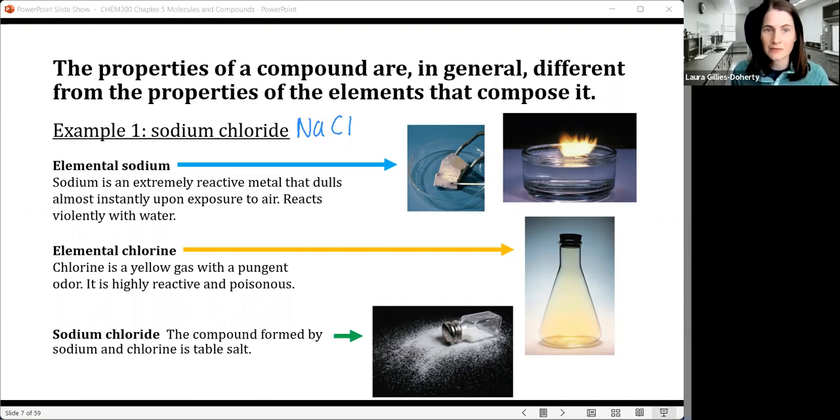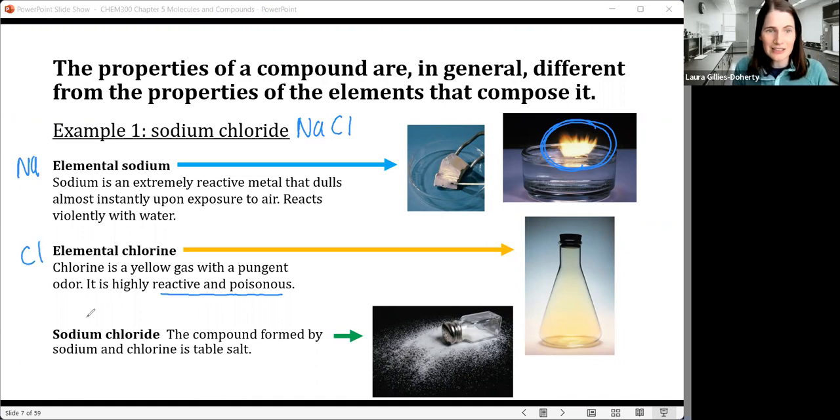they bond together. So elemental sodium, just solid sodium, is an extremely reactive metal. It dulls almost instantly upon exposure to air, and it reacts very, very violently with water, creating a bunch of heat and hydrogen gas, which causes the hydrogen gas to flame up and explode. And then elemental chlorine, the other element in sodium chloride, is a yellow gas with a pungent odor, and it's highly reactive and highly poisonous. So each of these elements, Na and Cl, you wouldn't want to come into contact with.